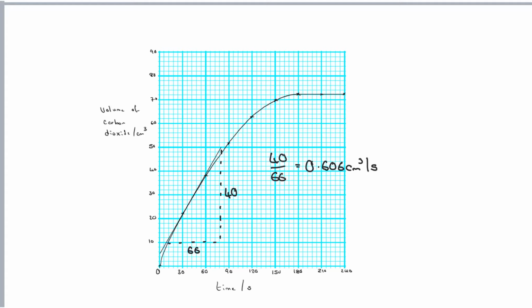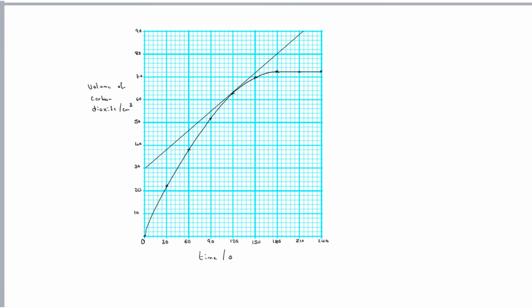Now remember, of course, the rate of reaction is always going to be greatest at the start, because that's when the concentration of the acid is going to be at its highest, there are more particles per unit volume, and therefore more collisions per unit time. So if we move on to 120 seconds, let me draw the triangle and work out the gradient of this straight line. So nice and straightforward, this one.